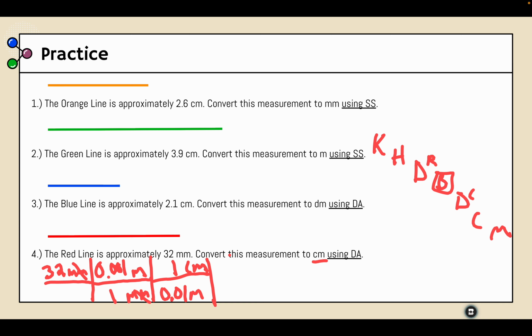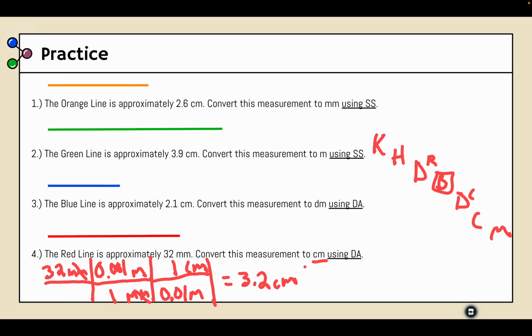0.01. So now all I have to do is I take my 32 on my calculator, I multiply that by 0.001, I get an answer, and then I divide by 0.01, and my answer comes out to be 3.2 centimeters. And that is how I use dimensional analysis.